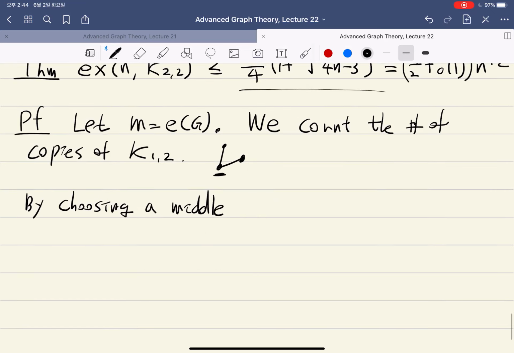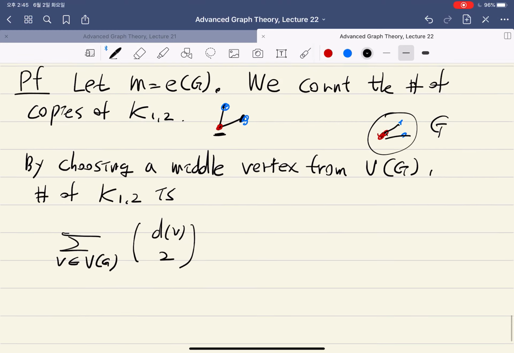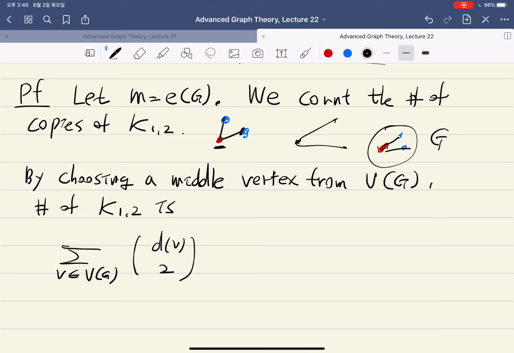Middle vertex, we choose it from G. We know that the number of K_{1,2} is how many? For each vertex, if that's the middle vertex, you have to choose 2 of its neighbors. Then you get a copy of K_{1,2}.